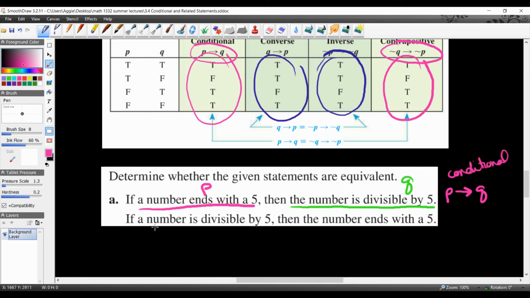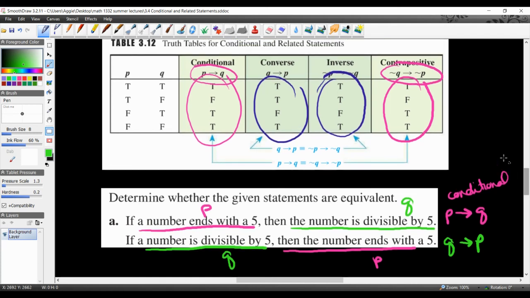The second statement says if a number is divisible by, oh, I'm sorry, not P. If the number is divisible by 5, so notice that this is the same as this. So this is actually your Q. Then the number ends with a 5. So this is your P. So in this one, we swapped them. They went ahead and did Q implies P because Q comes first. And according to our chart up here, Q implies P would be the converse.